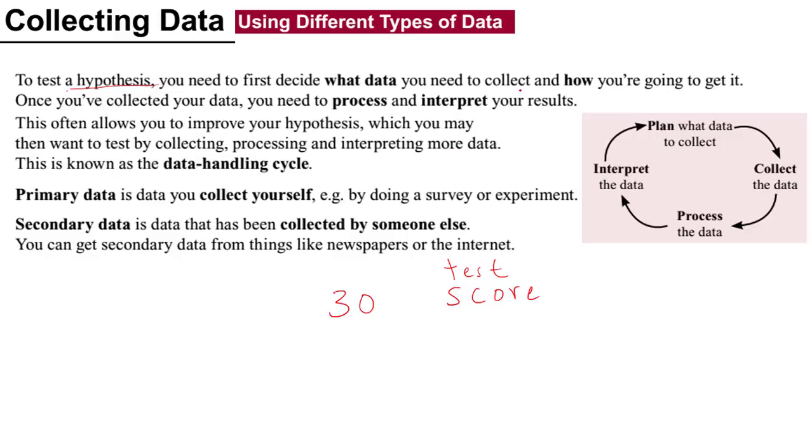Okay. Now, how am I going to collect it? There are two ways I can collect this. I can collect it as primary data, or I can collect it as secondary data. So primary data is data that you collect yourself by doing a survey or an experiment. Okay. So what I could do in this class is that I could go to these boys and girls and ask them what marks they scored in the last test they did, or I could give them a test myself and then mark it and find out. So I'm doing that myself. I'm collecting the data myself. If that's the case, then we say this is primary data.